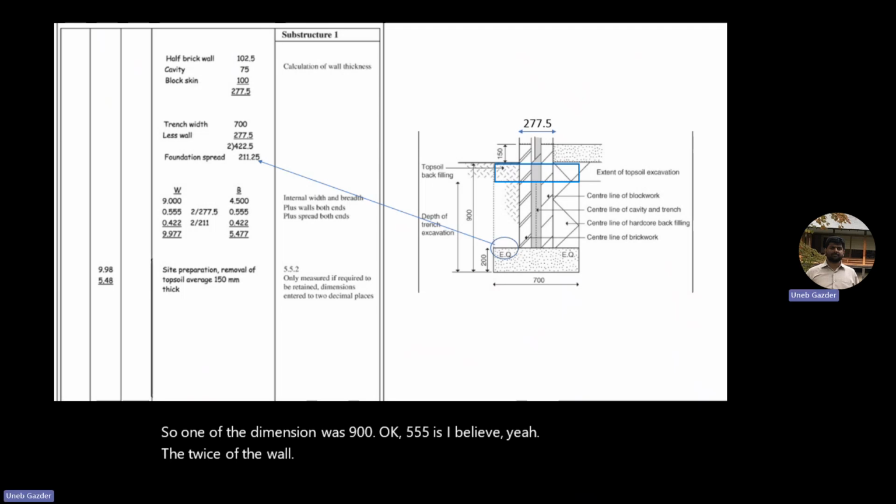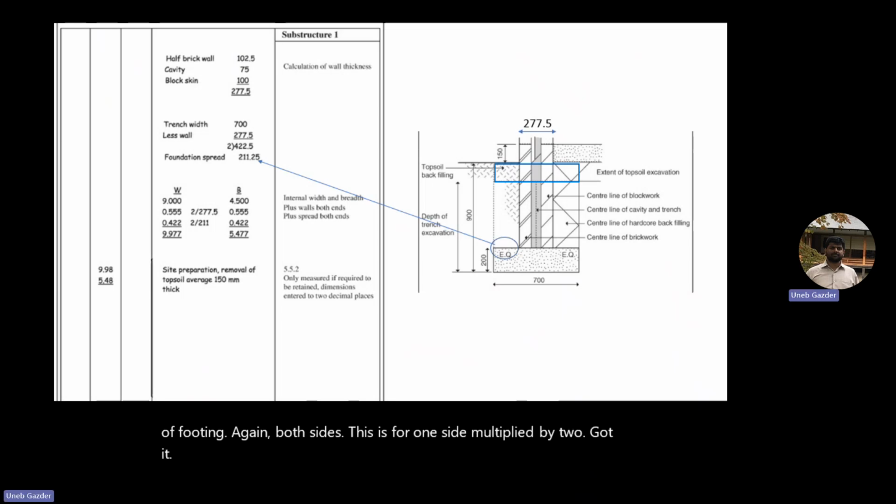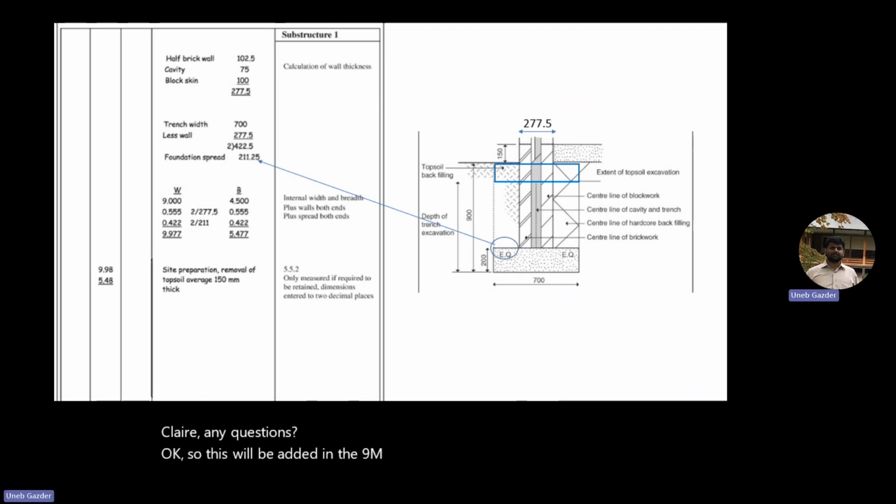Okay. Each wall is 277.5. I'll add it on both sides. Okay. Plus the projection of footing, again, both sides. This is for one side, multiply by 2. Got it? Clear? Any questions? Okay. So this will be added in the 9-meter dimension as well as in the 4.5-meter dimension. Okay. And then this is my length. This is my width.